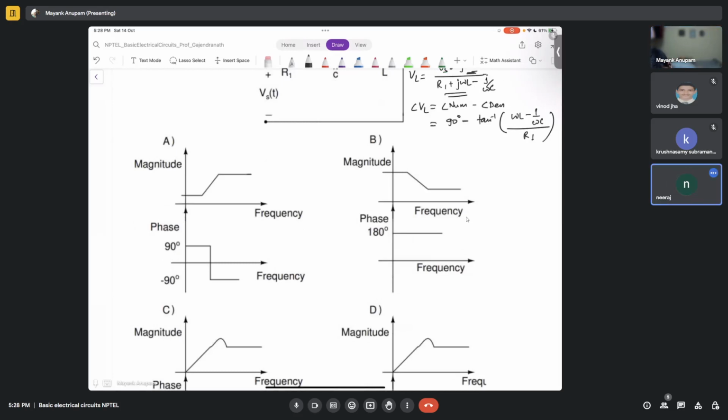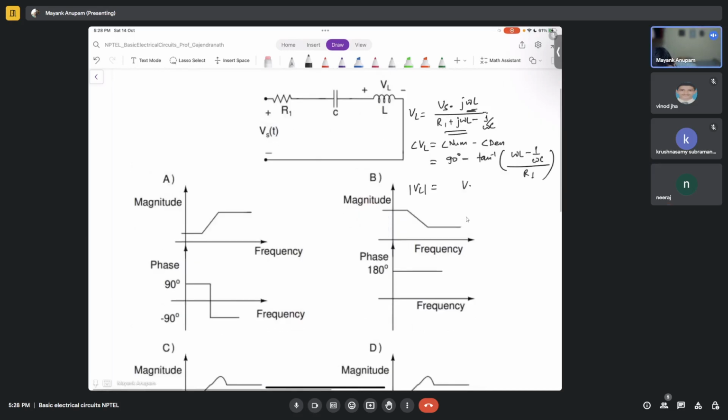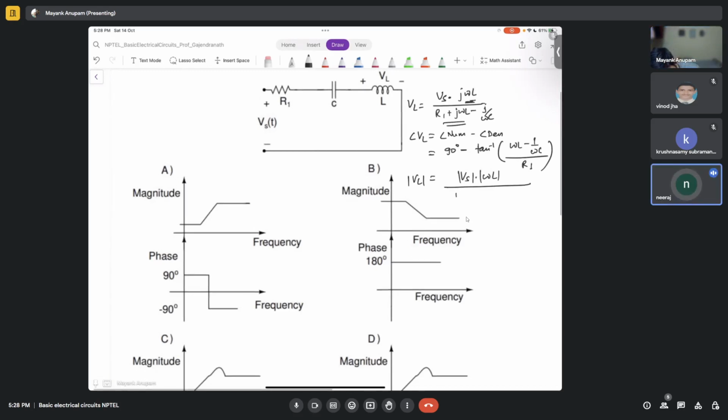And what is the magnitude? On the top it is Vs into omega L, divided by the square root of R1 square plus omega L minus 1 by omega C, whole square. Something of this kind, right? Okay, sir. So how will this look?